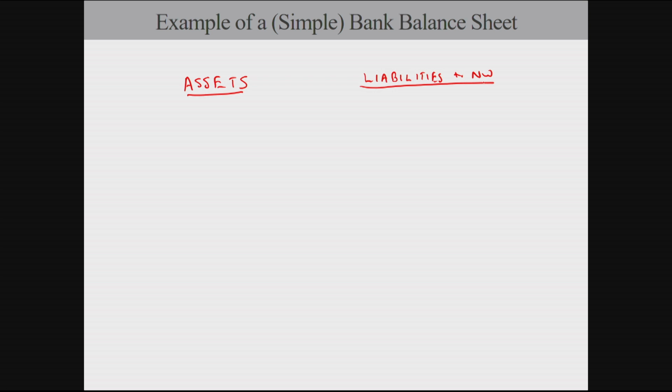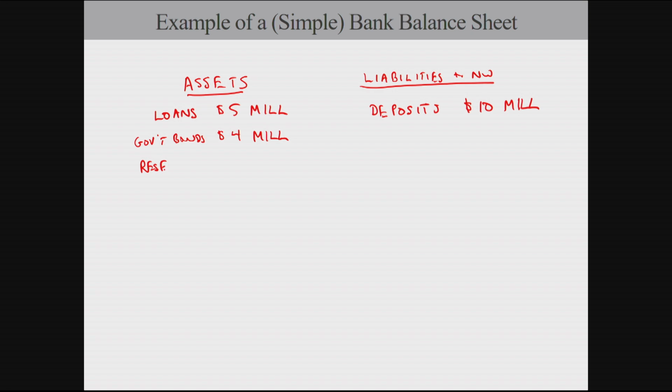Okay, so let's imagine a bank that has deposits of $10 million. Okay, so those are its key liabilities, and its assets consist of, let's say they have loans that are worth 5 million, government bonds that are worth 4 million, and reserves of 2 million. This is money that they keep in their vault or in an account, let's say at the Federal Reserve.